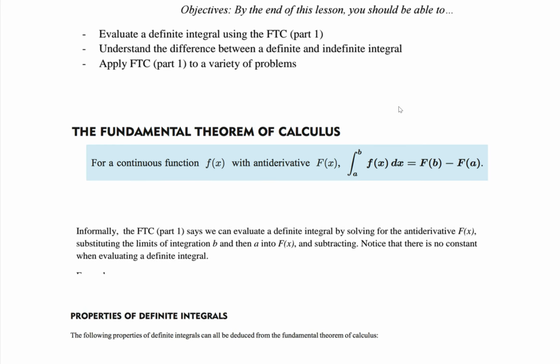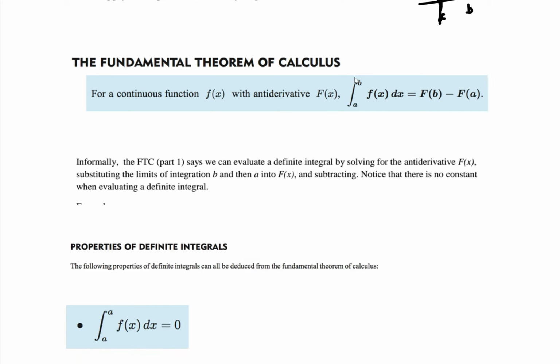If you remember when we first started talking about integration, it was the area under the curve. My integral goes from A to B, so it's the area from A to B. Well, that's what the definite integral is. But now how do we do it with algebra? Well, it's actually very simple.